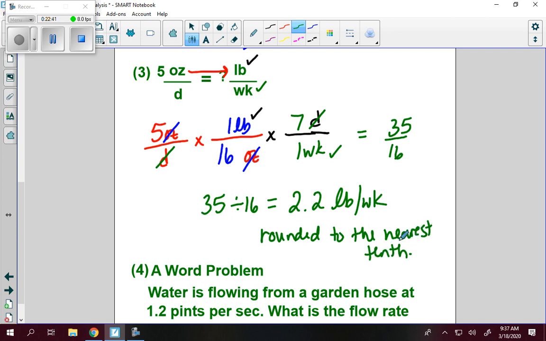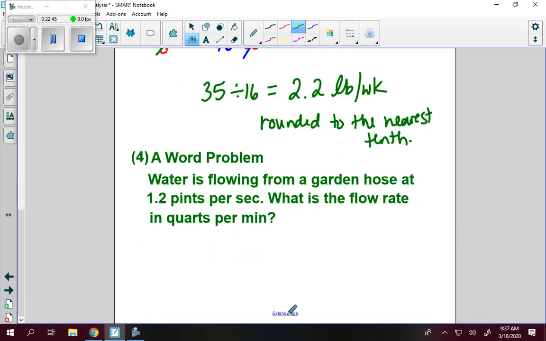I wouldn't want to leave these answers as fractions. I want to leave them as decimals. So if it's a decimal that's not going to work out, I'm going to ask you to round to the nearest something. Okay?